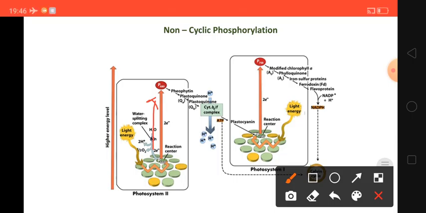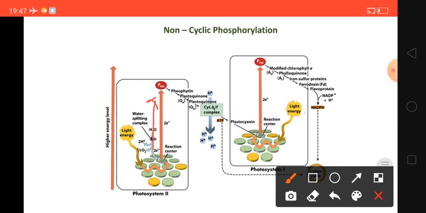Now it will be sent down and accepted by certain other electron acceptors. The first electron acceptor is plastoquinone. Then it will be passed to the cytochrome complex, and then to plastocyanin. As it comes down, it releases energy, and this energy is used to combine ADP with an inorganic phosphate to form ATP.